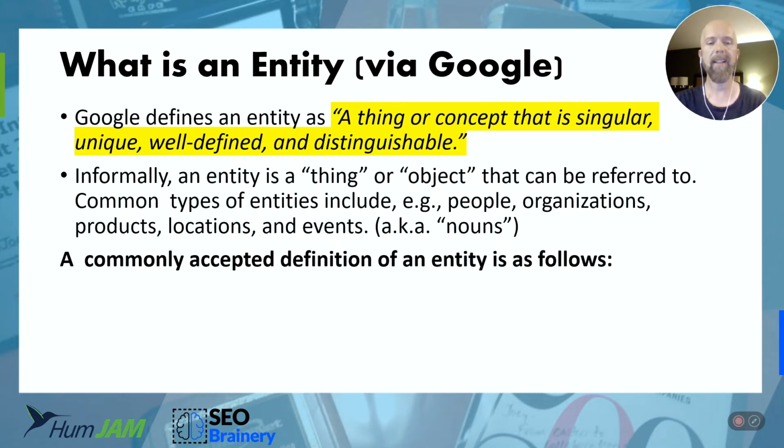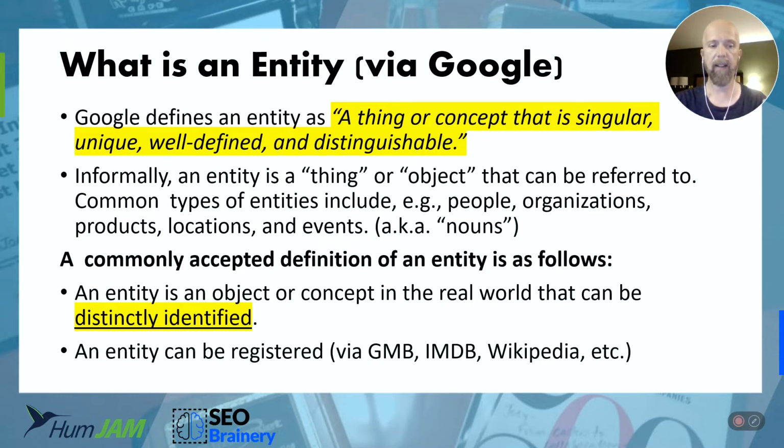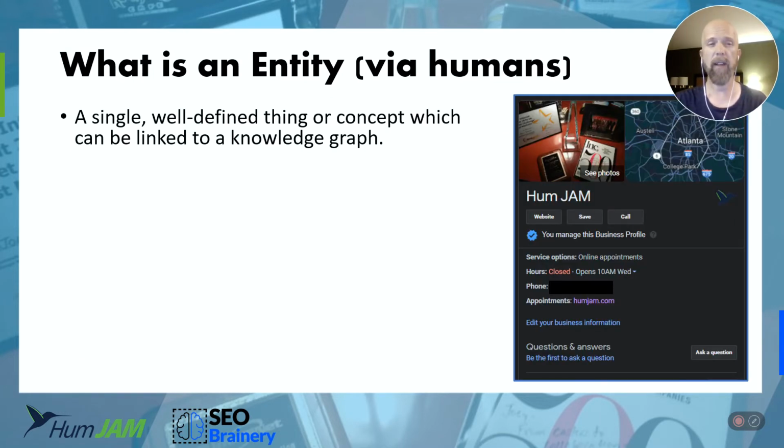And so a commonly accepted definition of an entity is as follows: an entity is an object or concept in the real world that can be distinctly identified. And basically, it can be registered in a GMB, a movie database, Wikipedia, etc. That's kind of how we identify entities. So what is an entity to a human? Okay, that's to Google. An entity for a human is we just want to know what it is.